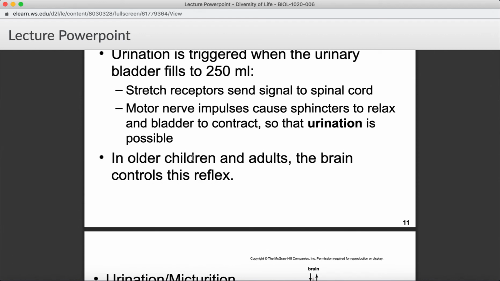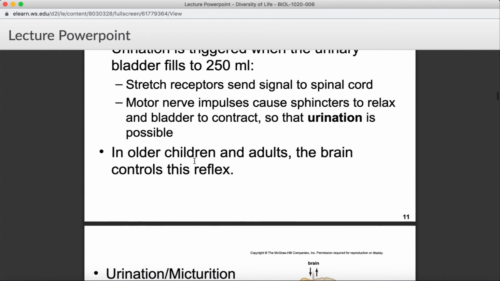For young children, their spinal cord is not fully developed, so they can't really consciously control it, and it takes a while to gain control of this reflex.